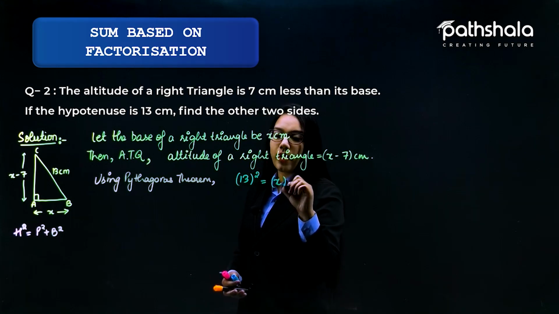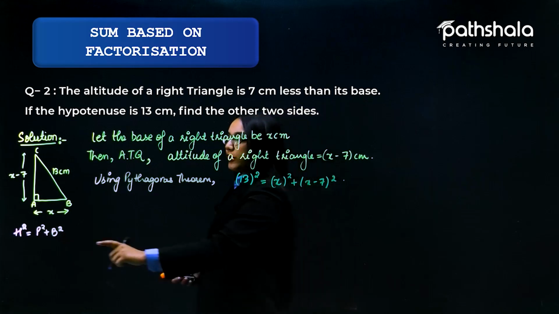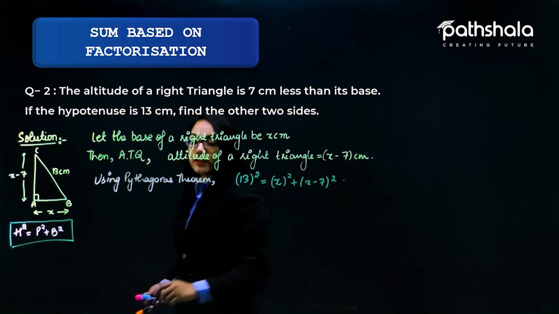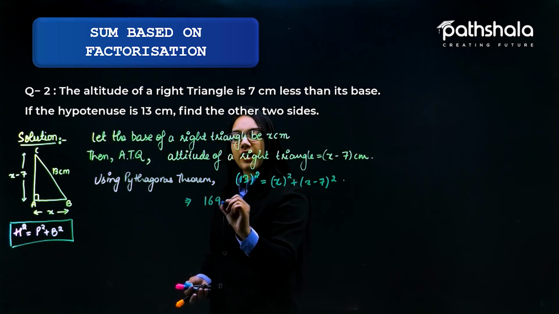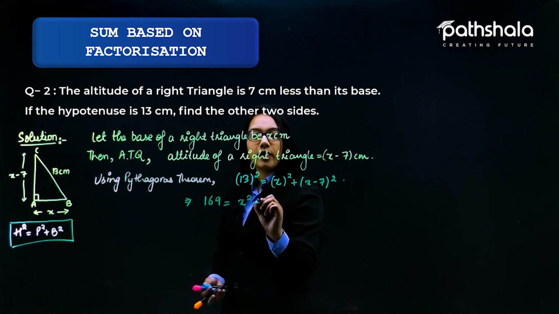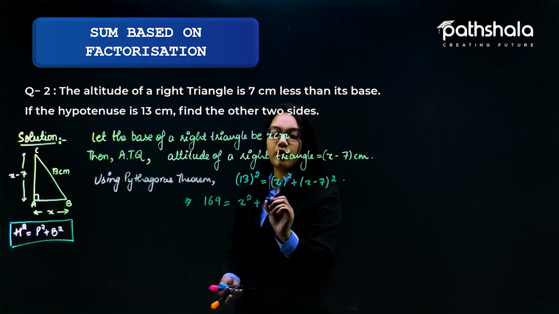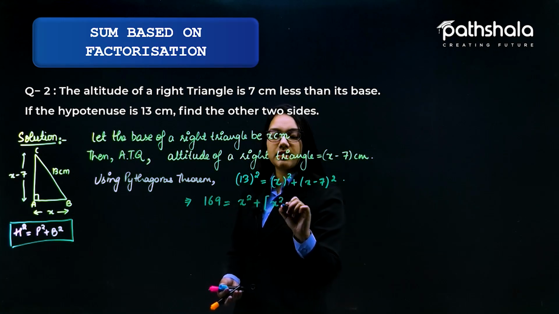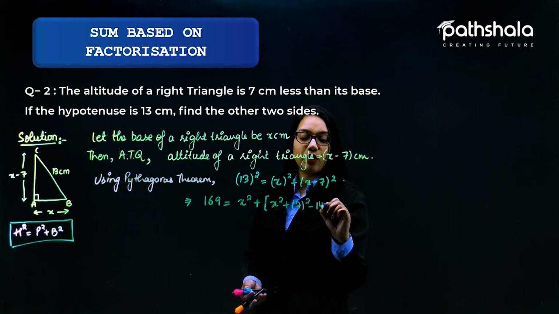x square plus x minus 7 whole square, because hypotenuse square is equal to perpendicular square plus base square. Now 13 square is 169, which is equal to x square plus x minus 7 whole square. We can apply the algebraic identity over here, a minus b whole square. So let's apply it. This is x square plus 7 square minus 2 into 7, that is 14x.